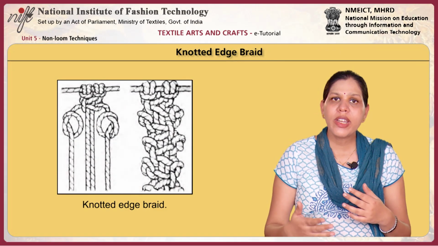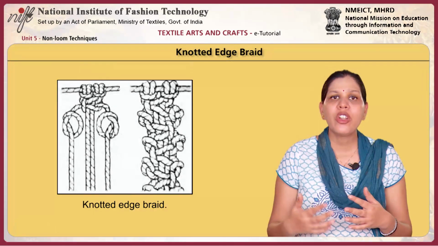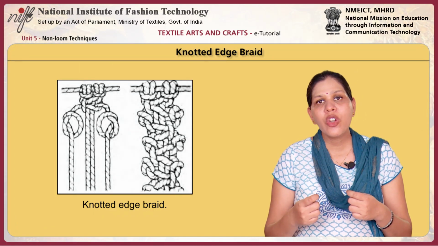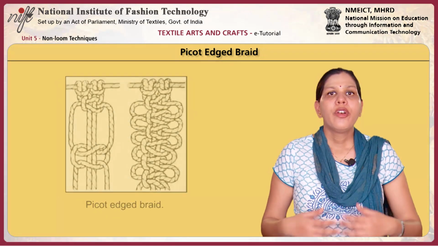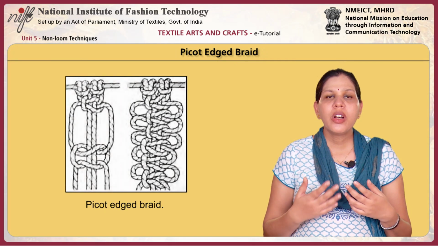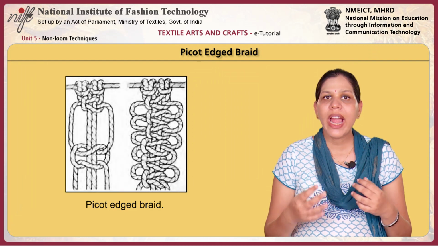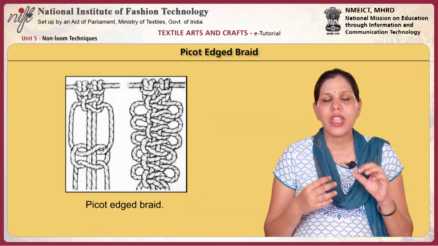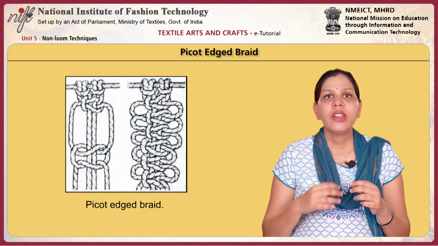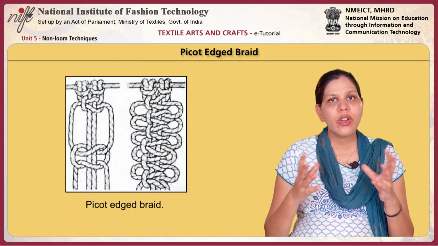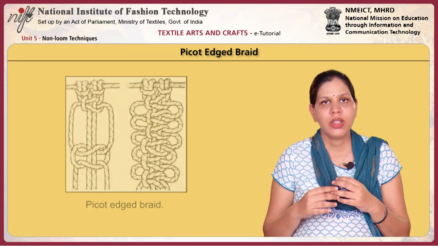To form this knotted edge braid on the simple flat knot braid, work an overhand knot on each of the outer threads in between the flat knots. For a picot-edged braid, work a braid of flat knots so that a space is left between each separate knot. When one pushes the knots up together, the outer threads form into decorative loops or picots.